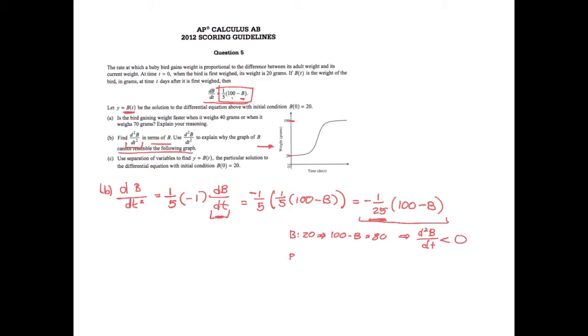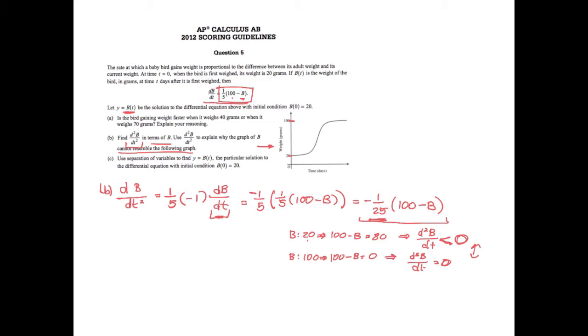Because I had to multiply by the negative 1/25. Now let's look at the high end. If b was up to 100, then 100 minus b is going to be 0, and our second derivative would actually be equal to 0. And everything in between 20 and 100, for all those values, we know it's going to be negative, right? It's most negative at 20, and it gets less and less negative until it gets to 0 here, and it's going to turn positive after 100.